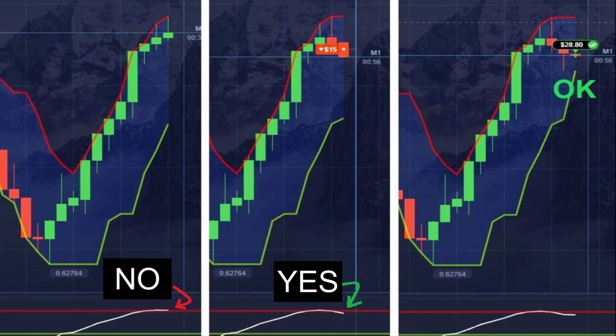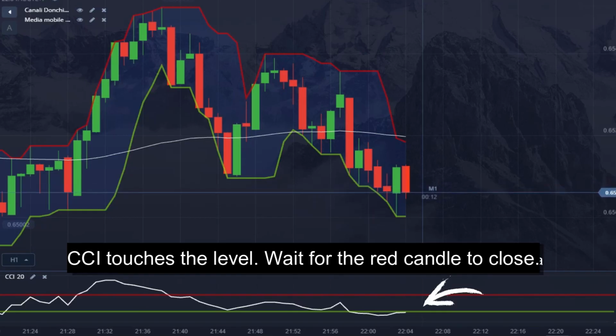Note: it is important that the CCI clearly shows a trend reversal, meaning the line must bend towards the intended direction and reach the corresponding level. Wait patiently for an inversion. Now let's look at some practical examples.